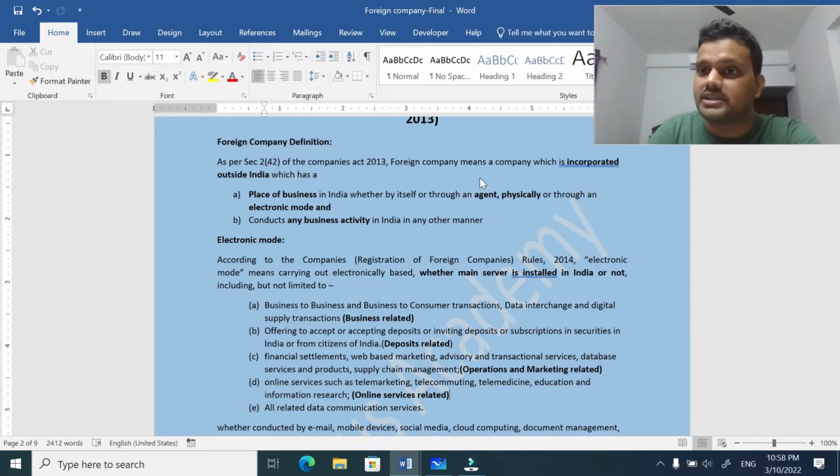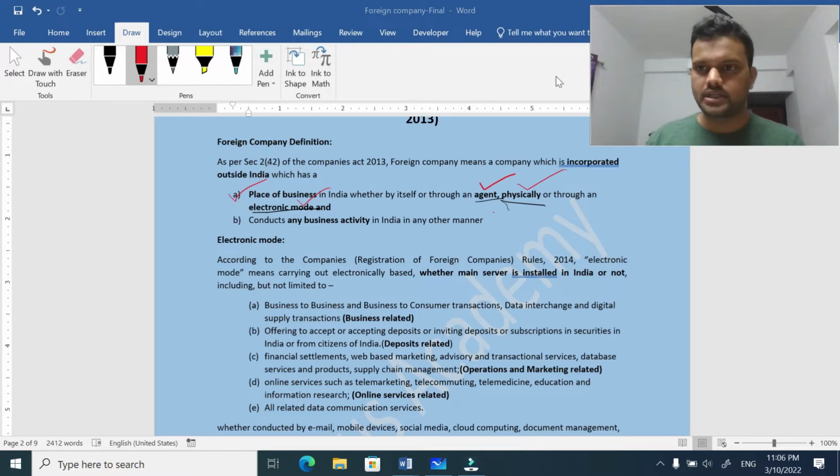And the company has a place of business in India. Did it have any place of business in India? No. Third, it should conduct a business activity in India. Whether the Singapore company conducted a business activity in India? The answer is no. Indian citizens holding paid up share capital in a Singapore-based company doesn't automatically make it a foreign company or an Indian company. So it is irrelevant.